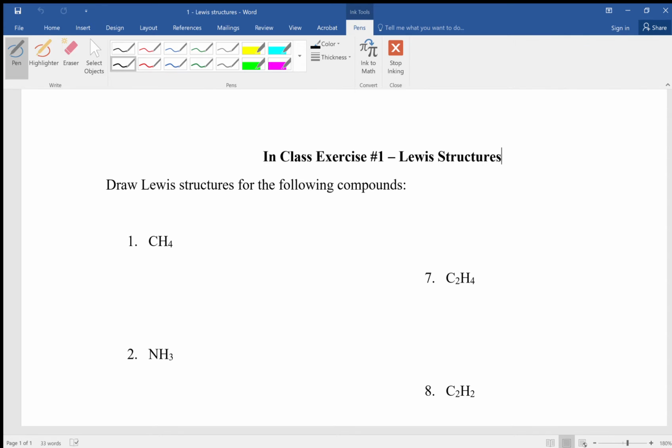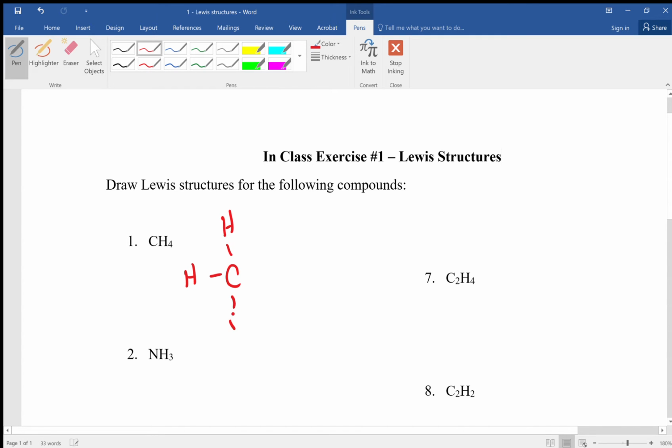Alright, so let's see what we got here. So these first few should have been pretty straightforward. And as we've hopefully remembered and started to notice from general chemistry, when it comes to Lewis structures, we should start to see a lot of patterns. That the same atoms almost always need the same number of bonds.